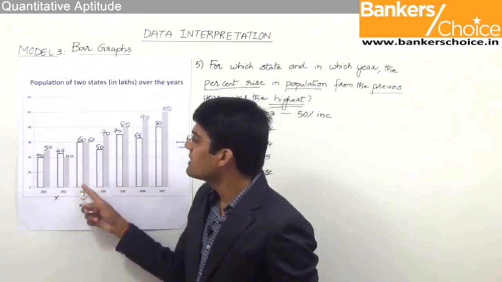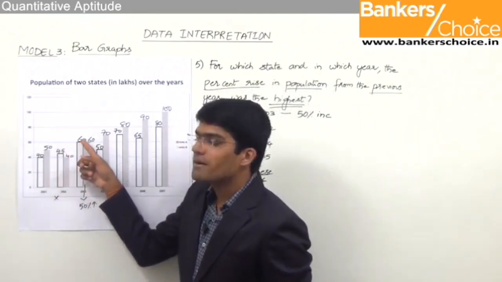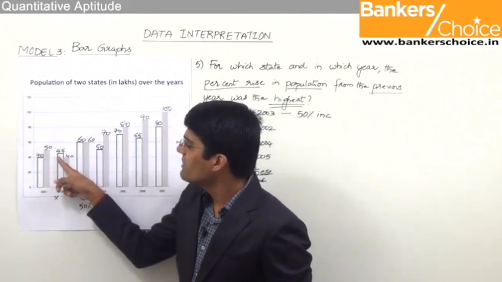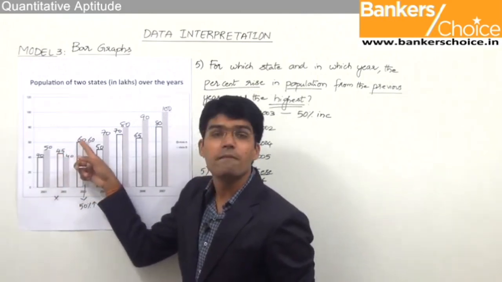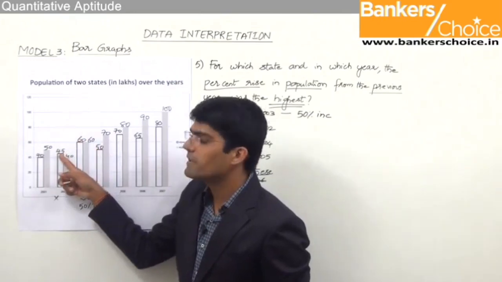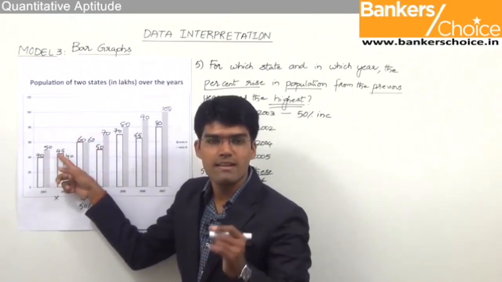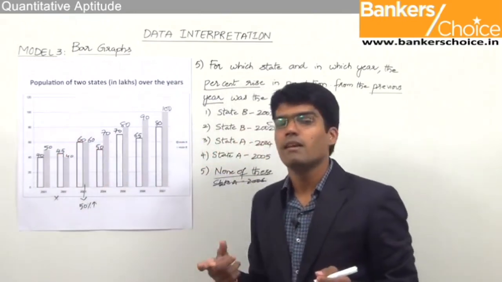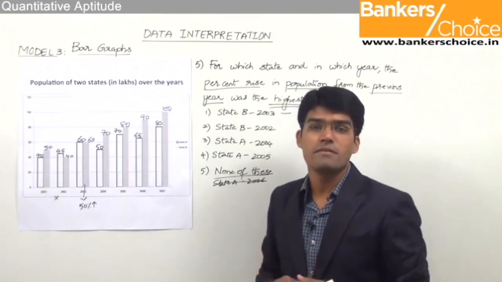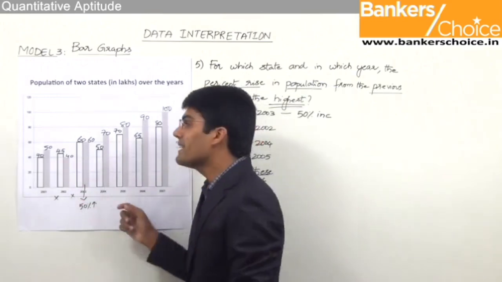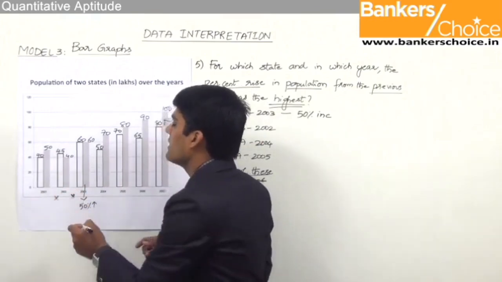Now state A in 2003, you see that 45 has become 60. Final value is 60, previous year 45. 45 has become 60 means increase is 15 lakhs. 15 lakhs on 45 lakhs. Previous value 45 lakhs. 15 by 45 is 1 by 3. 1 by 3 is only 33.33%, but not 50% or more than 50. So even state A in 2003 is ruled out.